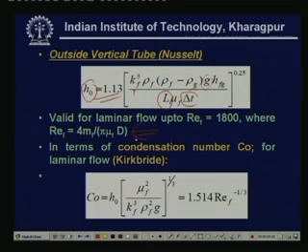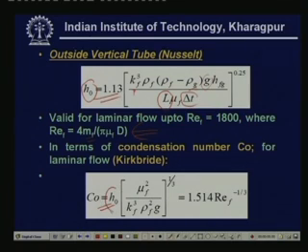Re f is 4 into m subscript f divided by pi mu f into d, where m subscript f is the condensation rate and mu f is the viscosity of the saturated liquid and d is the outer diameter of the tube. And in terms of condensation number CO, Kirkbride has suggested this correlation. This is Kirkbride's correlation for condensation outside the vertical tube.